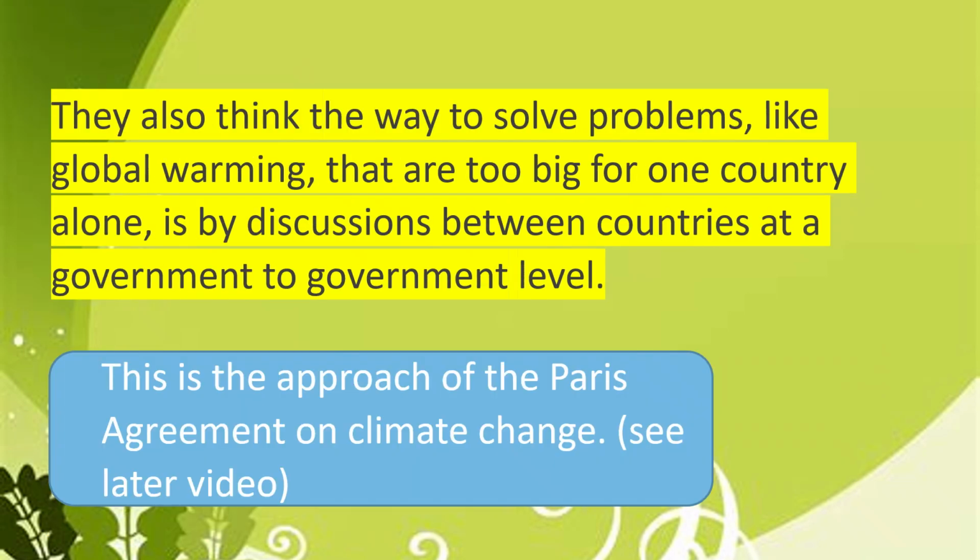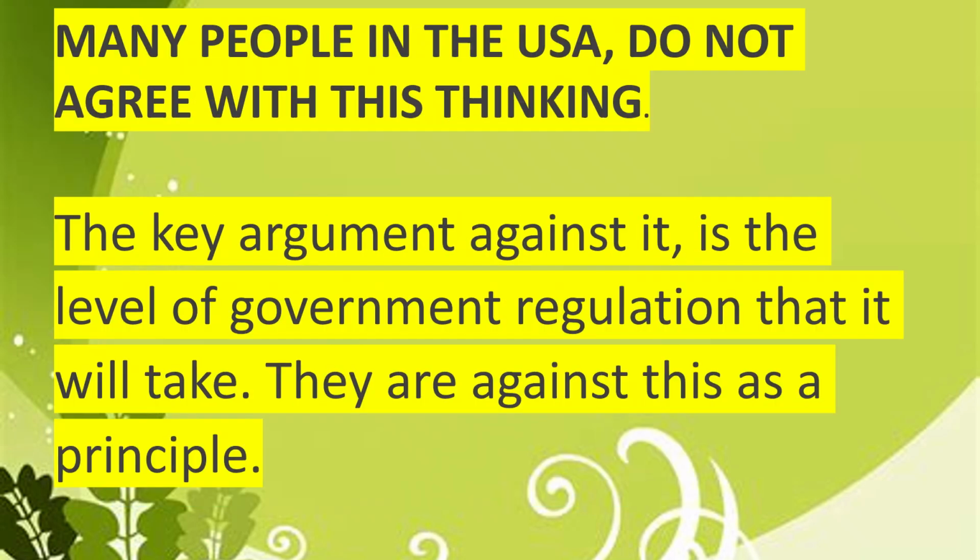They also think the way to solve problems like global warming that are too big for one country alone is by discussions between countries at a government to government level. And this is the approach of the Paris Agreement on climate change, which we'll see in a later video. Many people in the USA do not agree with this thinking. The key argument against it is the level of government regulation that it will take. They are against this as a principle.